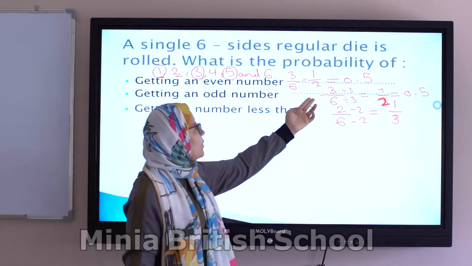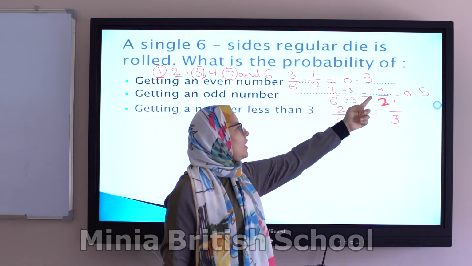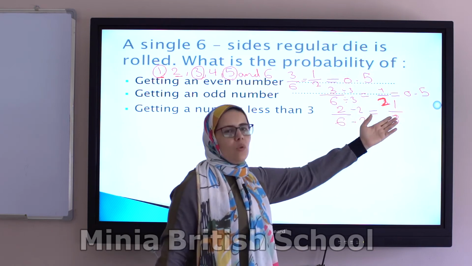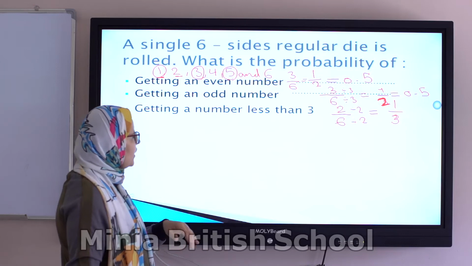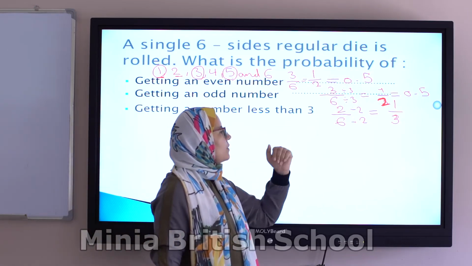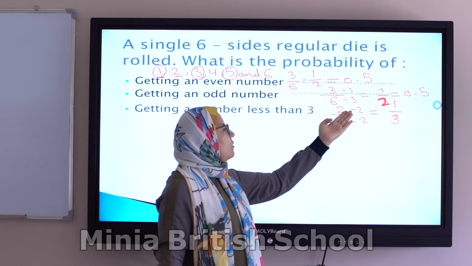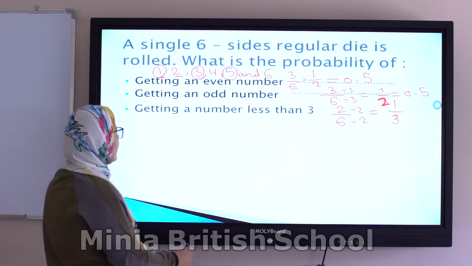Getting odd number equals 3 over 6 by dividing by 3, 3 up and 3 down will give me 1 over 2. It's equal 0.5. The next one, getting a number less than 3, so it will be 2 divided 6. By dividing 2 up and dividing 2 down, it will be 1 over 3. Let's see the next one.